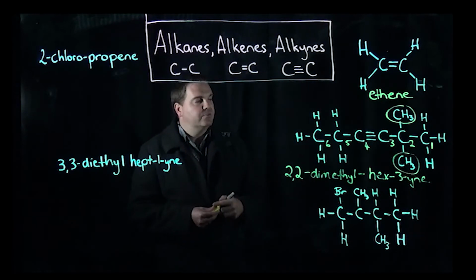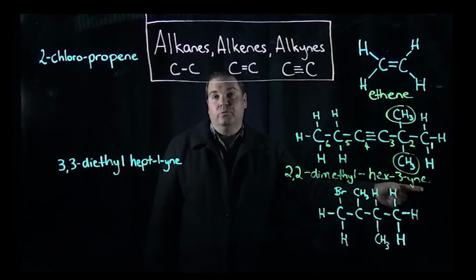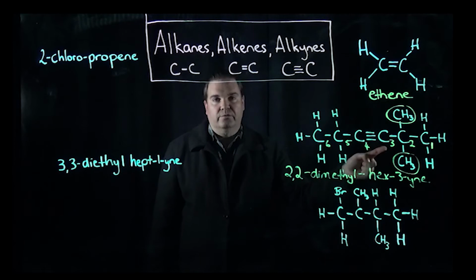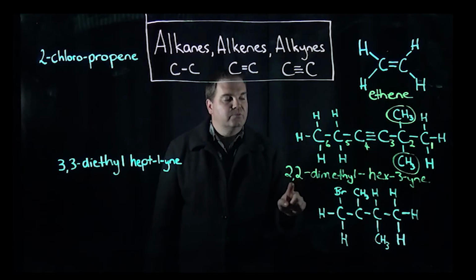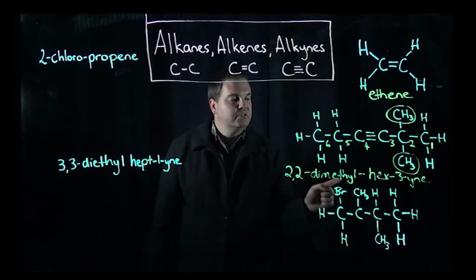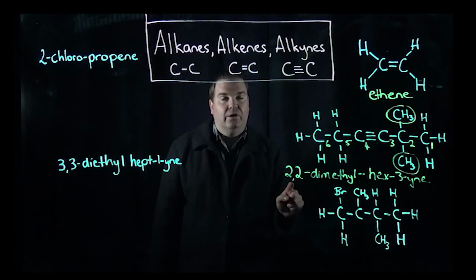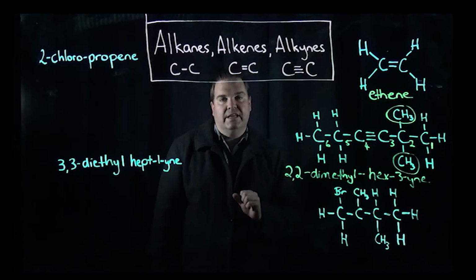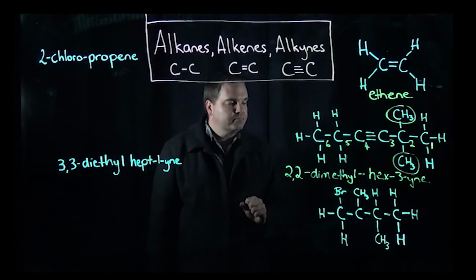So this indicates for us that we've got an alkyne, a triple bond functional group. That's in a 6 carbon chain. The triple bond starts at the 3rd one, which we've got up here. This indicates we've got 2 methyl groups here. All right, 2 methyl groups, and they're on the 2nd carbon atom, both of them. 2, 2-dimethylhex-3-yne is the name of this alkyne.